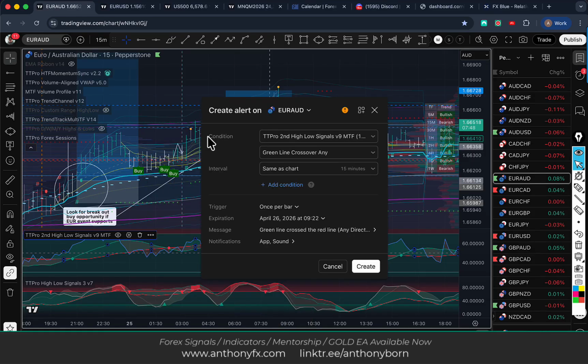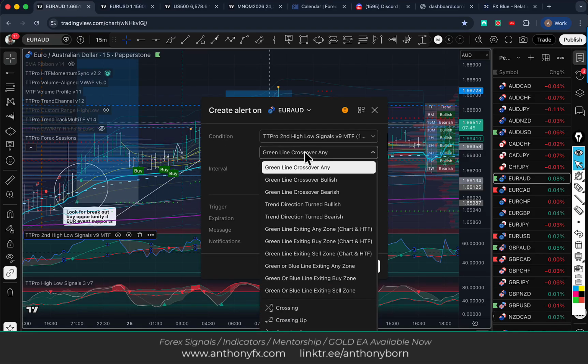3 dots, add alert, and this one would be, you could say green or blue line exiting any zone if you like, all right, or green or blue line exiting. The sell zone is the one at the top, right? So that one, that's your signal. Oh yeah, green or blue exiting any zone is the easiest way to do it.